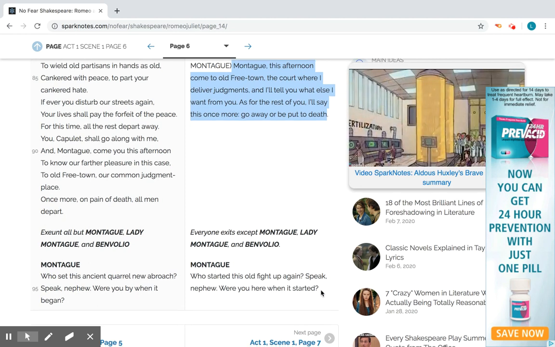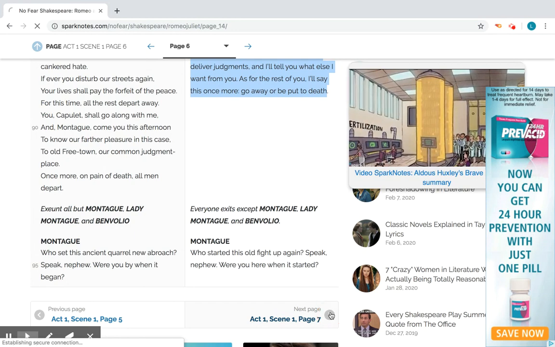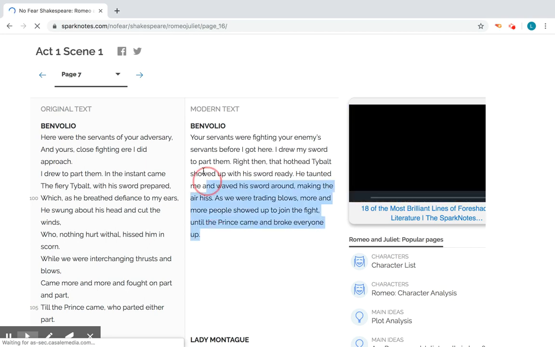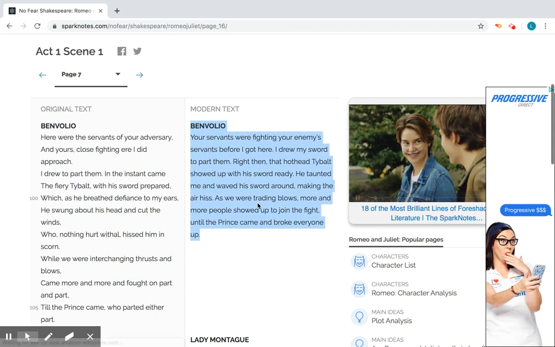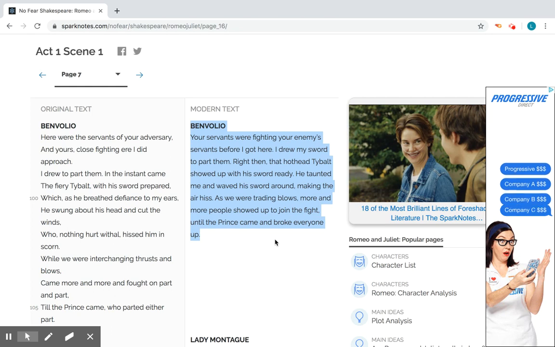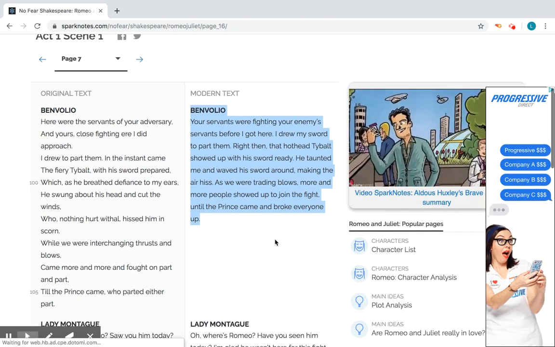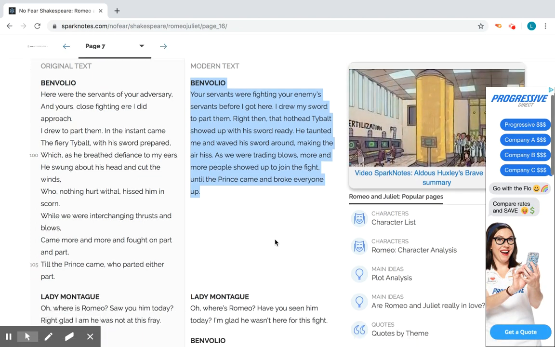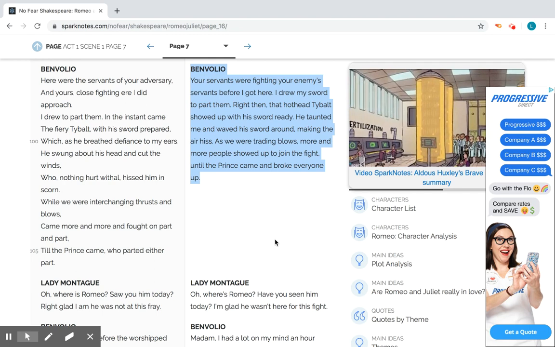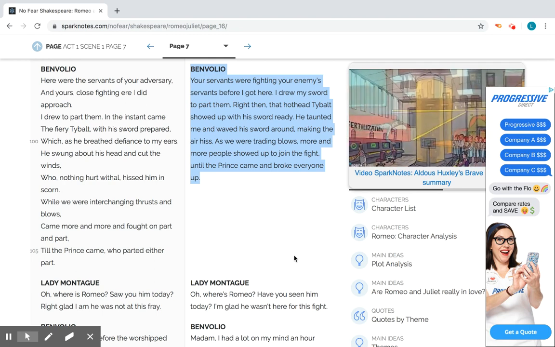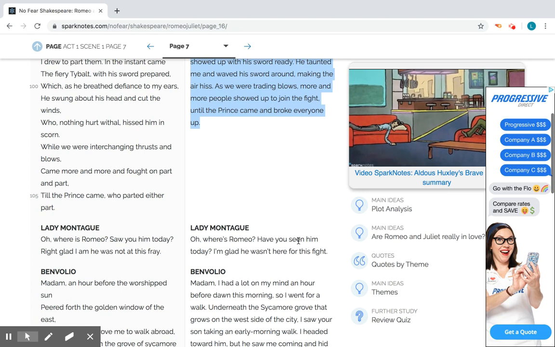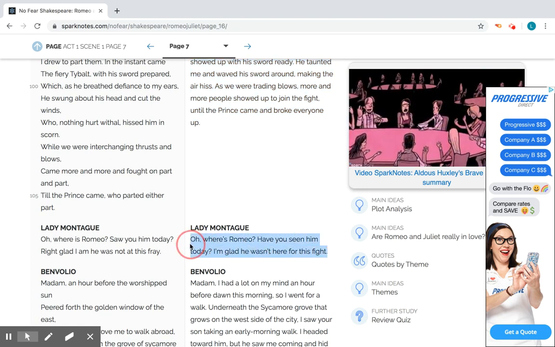Who set this ancient quarrel new abroach? Speak, nephew. Were you by when it began? Here were the servants of your adversary, and yours, close fighting ere I did approach. I drew to part them. In the instant came the fiery Tybalt with his sword prepared, which, as he breathed defiance to my ears, he swung about his head and cut the winds, who, nothing hurt withal, hissed him in scorn. While we were interchanging thrusts and blows, came more, and fought on part and part, till the prince came, who parted either part. Oh, where is Romeo? Saw you him today? Right glad I am he was not in this fray.